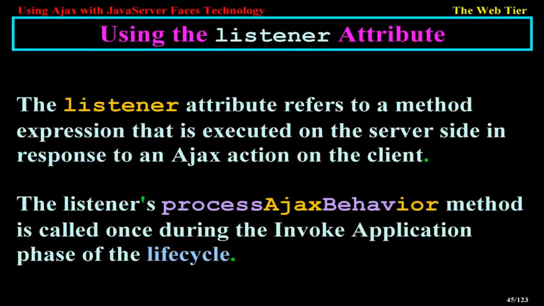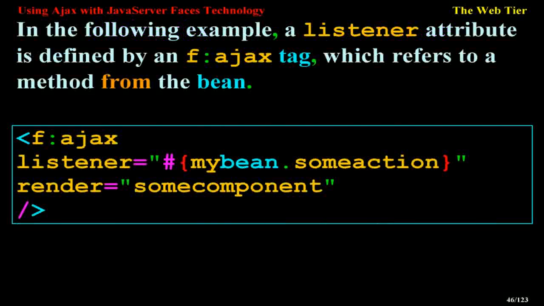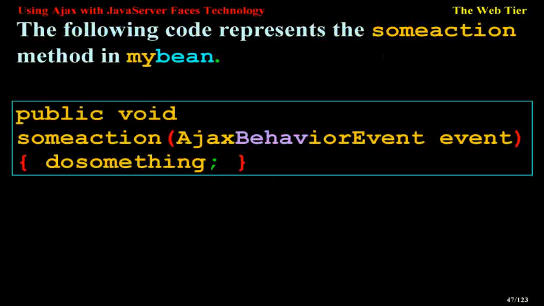Using the listener attribute. The listener attribute refers to a method expression that is executed on the server side in response to an Ajax action on the client. The listener's processAjaxBehavior method is called once during the invoke application phase of the lifecycle. In the following example, a listener attribute is defined by an Ajax tag, which refers to a method from the bean. Ajax listener equal myBean.someAction render equal someComponent. The following code represents the someAction method in myBean. Public void someAction AjaxBehaviorEvent event does something.